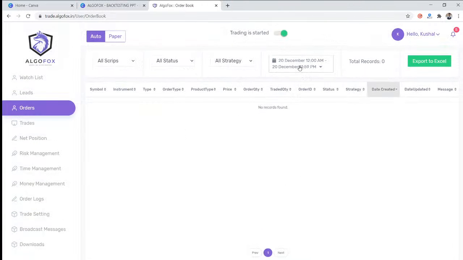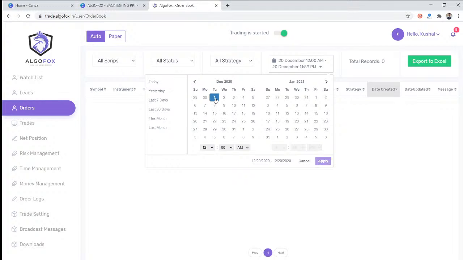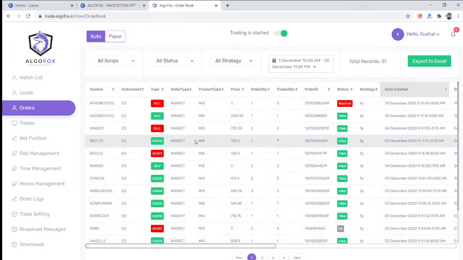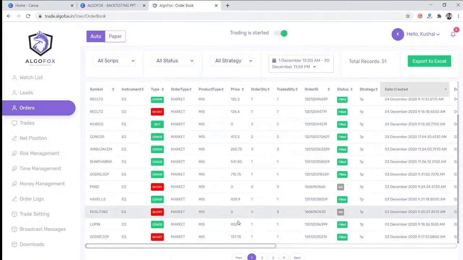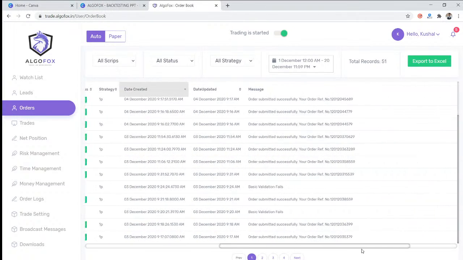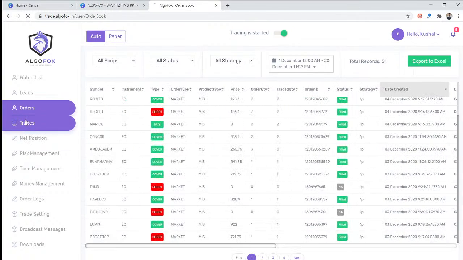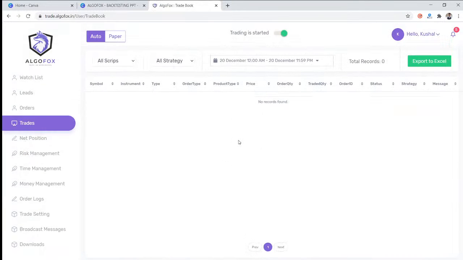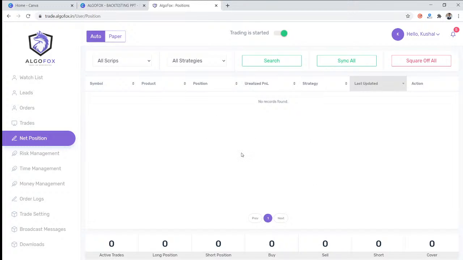Currently, there are no orders, but if I want to check my orders from 1st of December till today, which is the 20th, and I click on apply, I can see all my orders that I've placed from 1st of December till here, right? Similarly, in the trade section, you can see all those trades placed. In the net position, you can see all the positions that were live. Currently, there is no position.